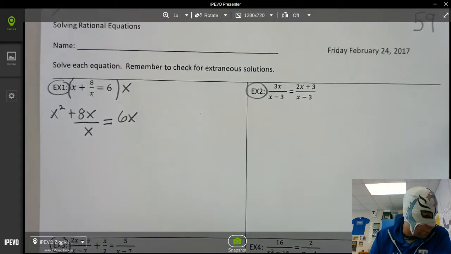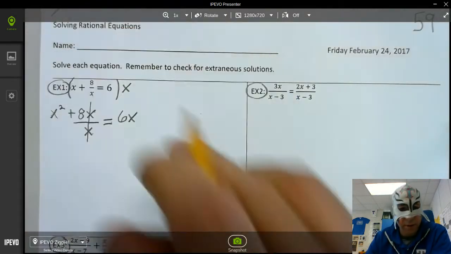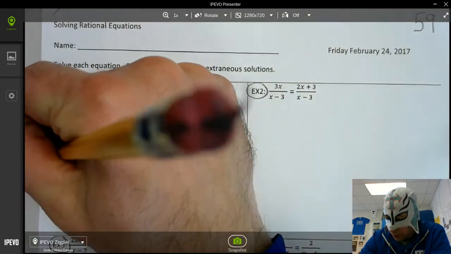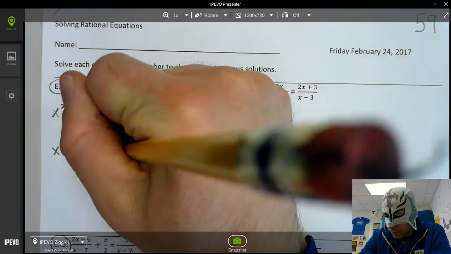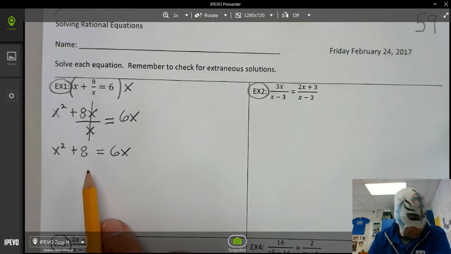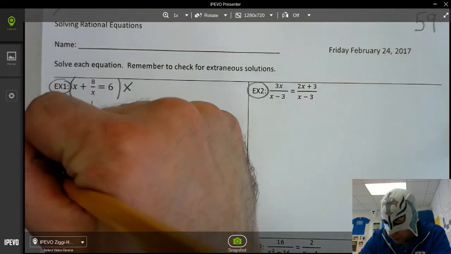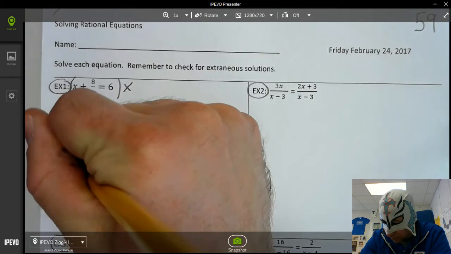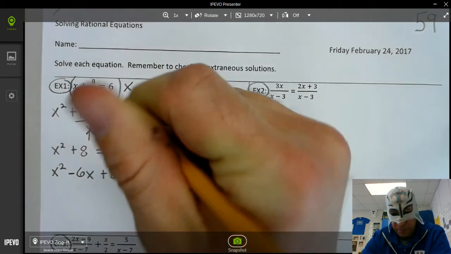All right, now step 2, cancel out common factors. Well, x and x are a common factor, and x divided by x is 1. So you get x squared plus 8 equals 6x. Now, there's nothing to simplify. And to solve, we're going to move to step 5 because it's quadratic. We're going to set everything in standard form equal to 0. So we're going to subtract 6x from both sides. And you get x squared minus 6x plus 8 equal to 0.